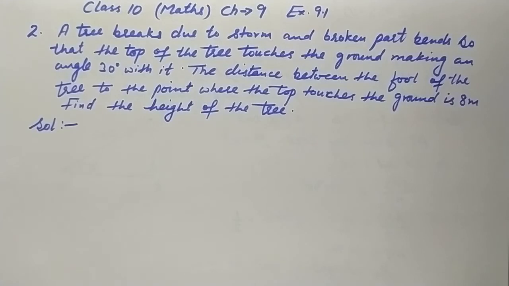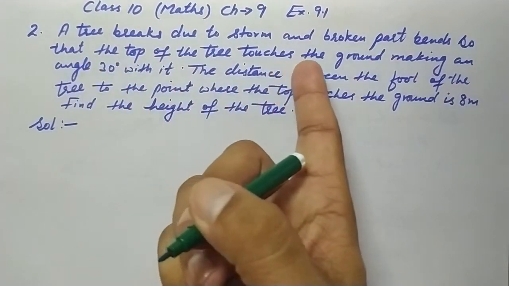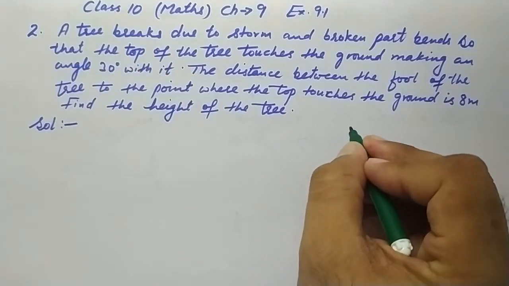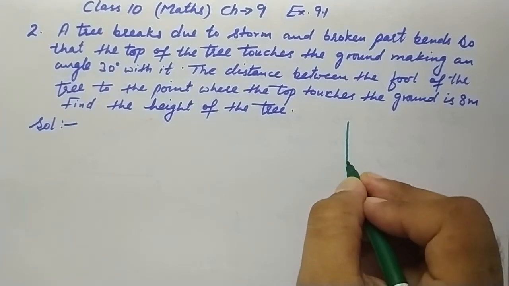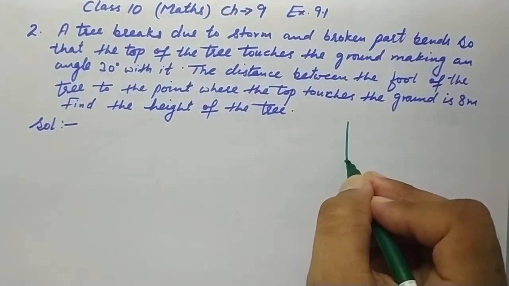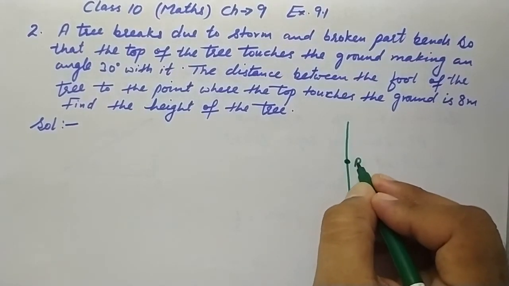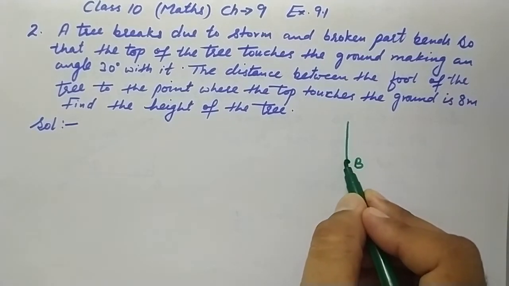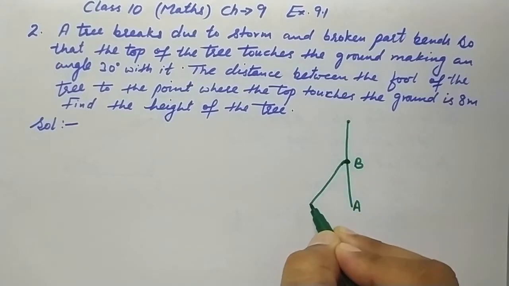So let's draw the figure. So it is said that a tree breaks due to storm and broken part bends so that top of the tree touches the ground, making an angle 30 degree with it. So it means, see here in the figure, suppose this is tree, and this is broken from this point. Suppose at point B this is broken, and this broken part bends so that its top touches the ground at point C.